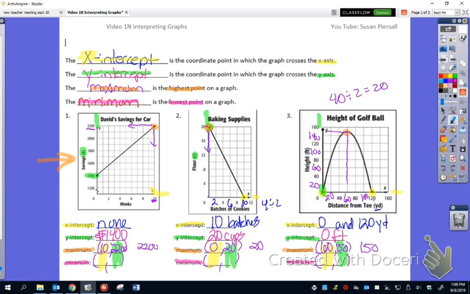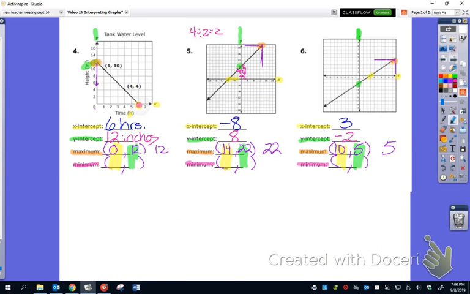On number 1, my lowest point is right there. On number 2, my lowest point is the lowest part on the graph. Number 3, I have 2 of them. Those are both the lowest points. On number 4, it's the 6. Number 5 is this point right here. Number 6, this point right here.